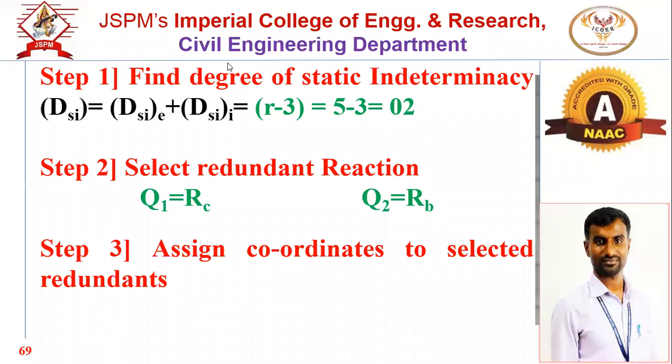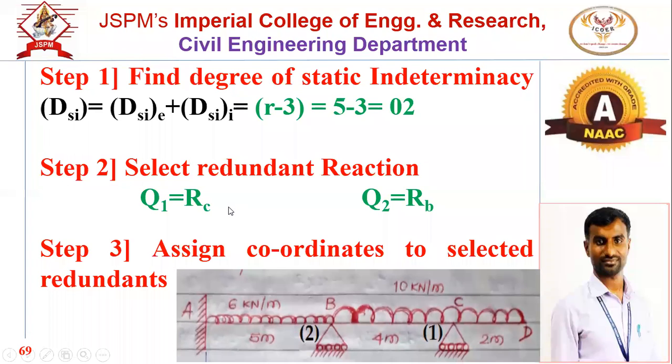Q1 is equal to RC and Q2 is equal to RB. Then assign the numbers, or we can say assign the coordinates. So how to assign the coordinates? First at C, first point, and at B, second point. That's it.